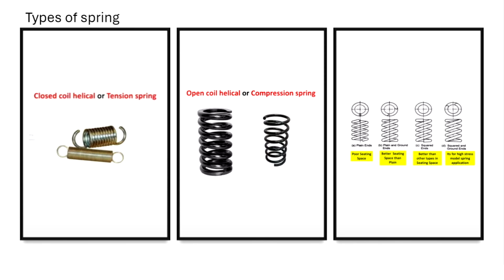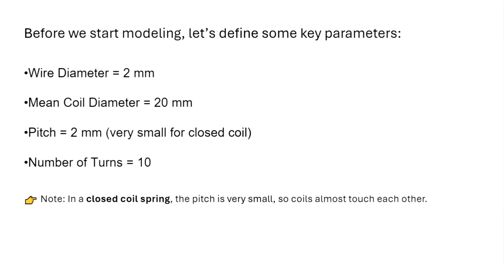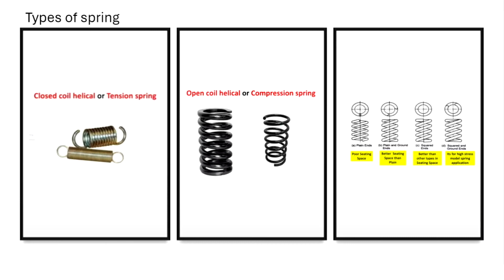Before we start modeling, let's define some key parameters like wire diameter, here let's say 2 mm, and the mean coil diameter is 20 mm, pitch is 2 mm. Here the pitch is very small for closed coils and the number of turns is 10 or 20. In a closed coil spring, the pitch is very small, so coils almost touch each other. Like in the image, you can also see the spring coils are touching each other.